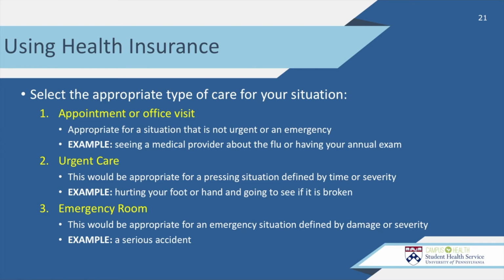The next level of care is urgent care, which would be appropriate for a pressing situation defined by time or severity. An example would be to see if you broke your foot during a skateboarding accident. The next level of care is the emergency room. An emergency room is appropriate for an emergency situation defined by the damage or severity. Anytime there is a serious accident or someone is unconscious, the emergency room would be appropriate.